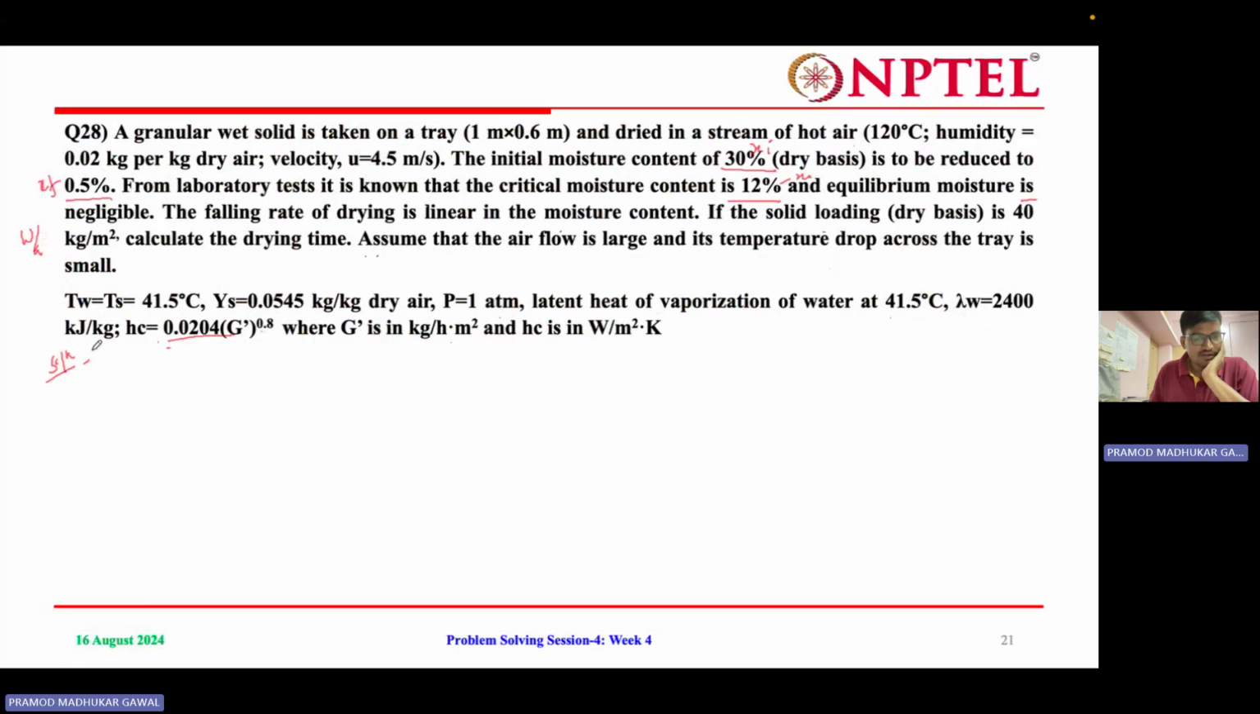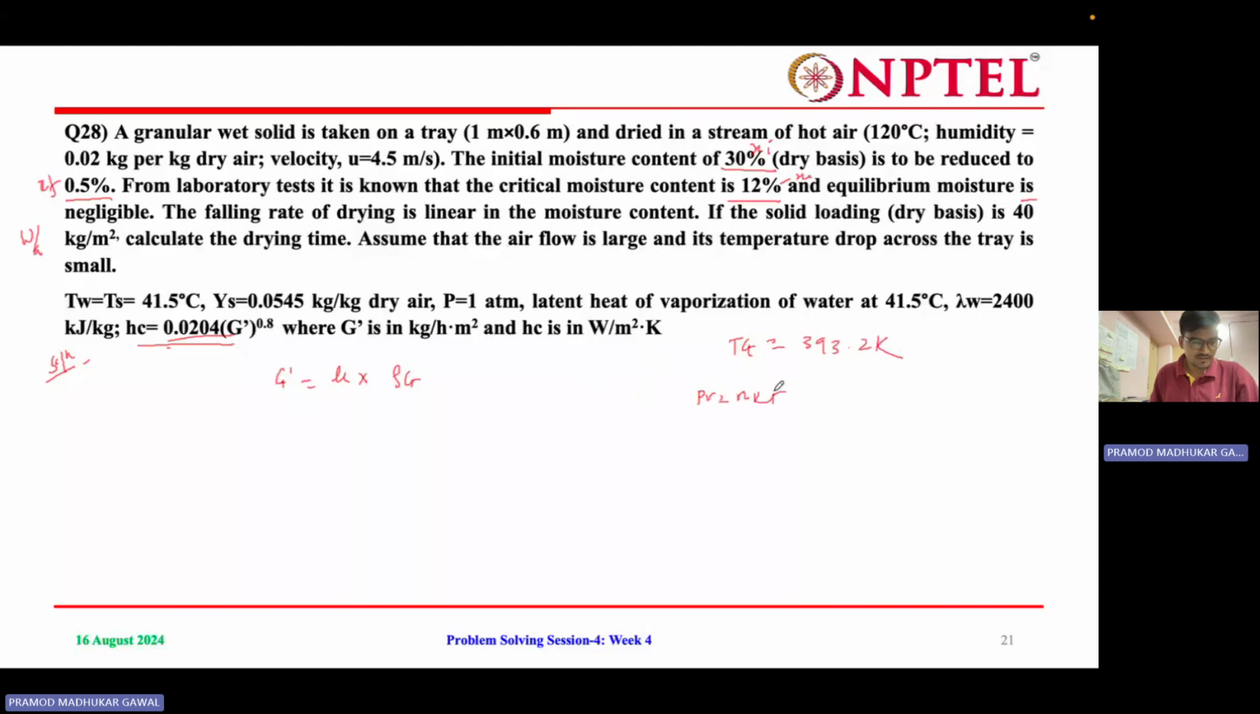So here you have to calculate the time. First, the relation hc is equal to 0.204 G dash raised to the power 0.8. To calculate G, it is velocity into rho G, the density of the air. Here TG is given as 120, so convert into Kelvin, 393.2 Kelvin.